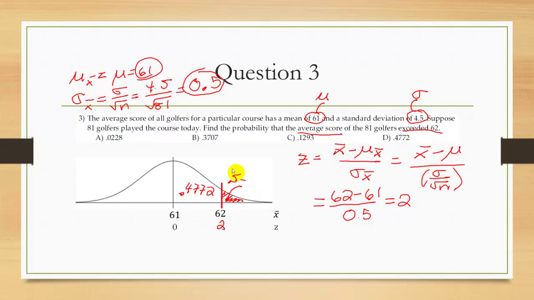minus 0.4772, which gives you, let's see, 0.5 minus 0.4772 gives me 0.0228. And so that's our answer.